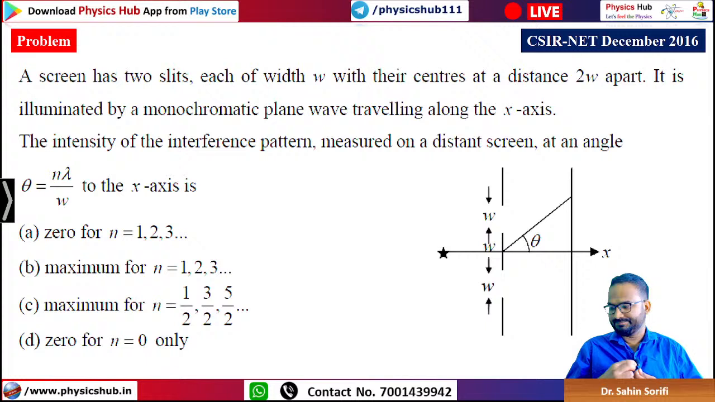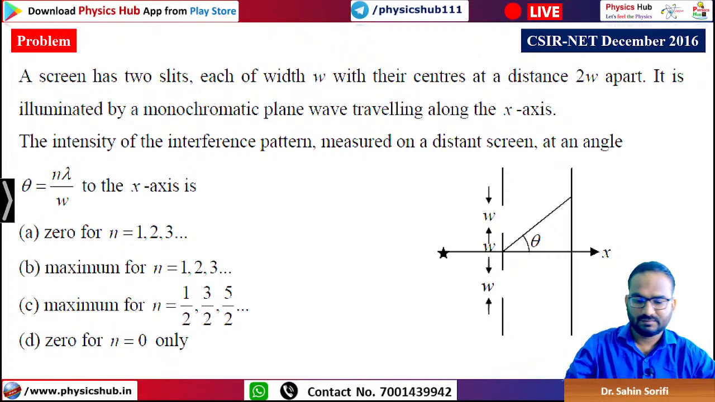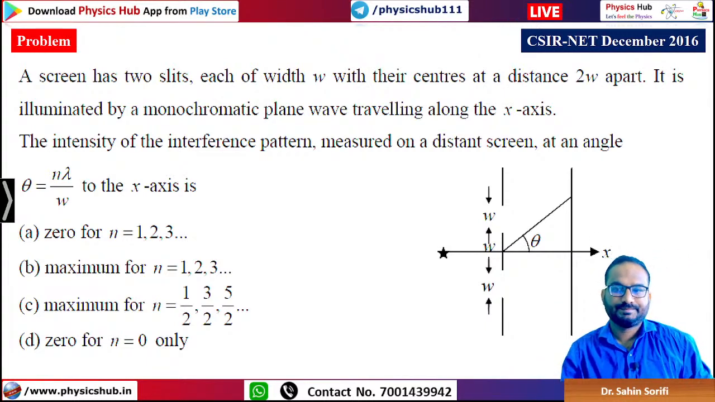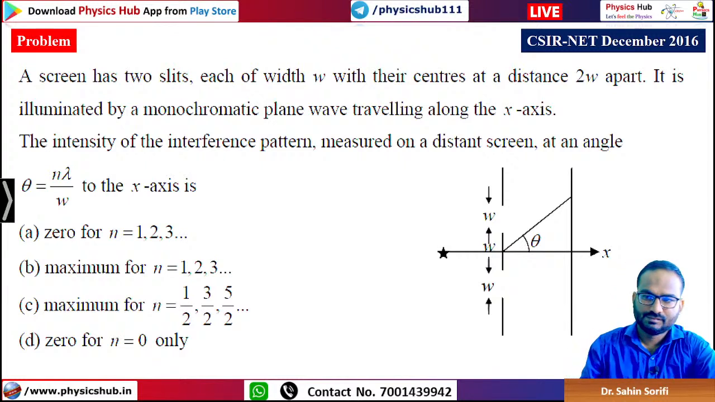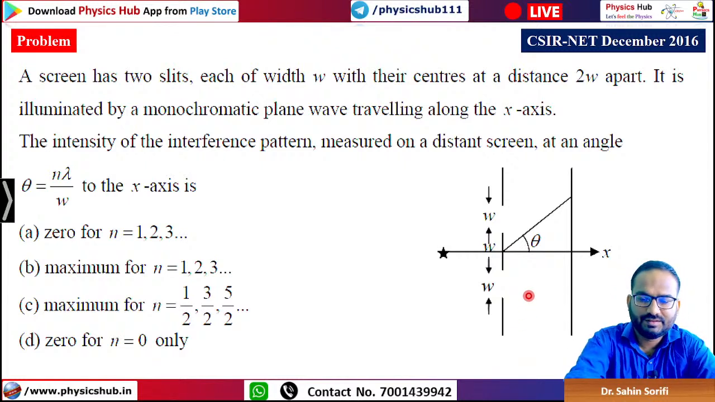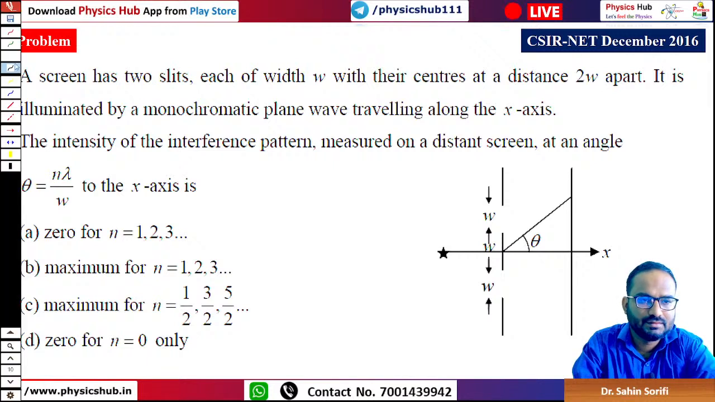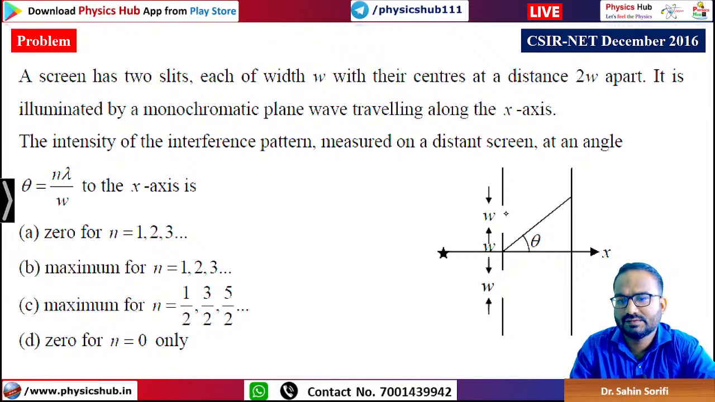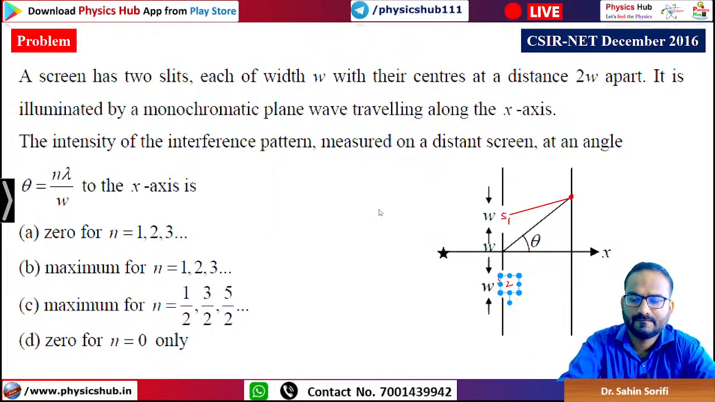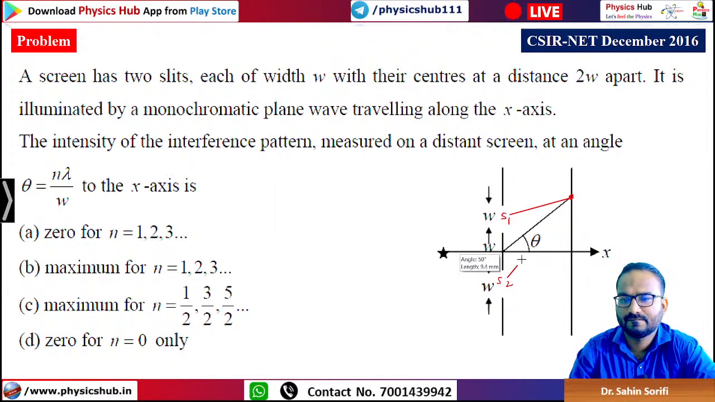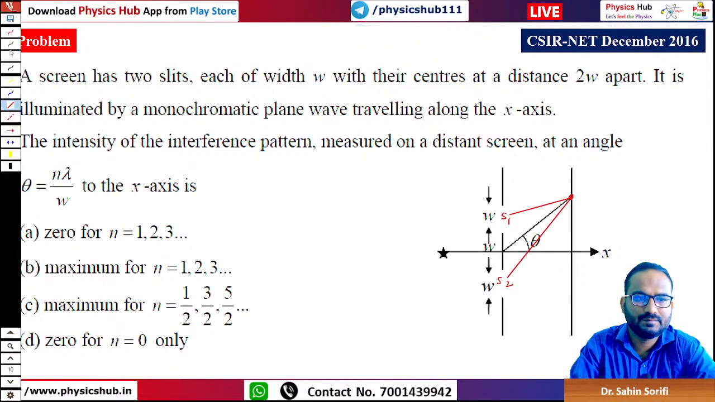Could you solve this problem? So let me just give you an explanation for this question. You see, let's say this source is S1, this is S2. Now, if these two sources produce their effect here, let's say this is P.